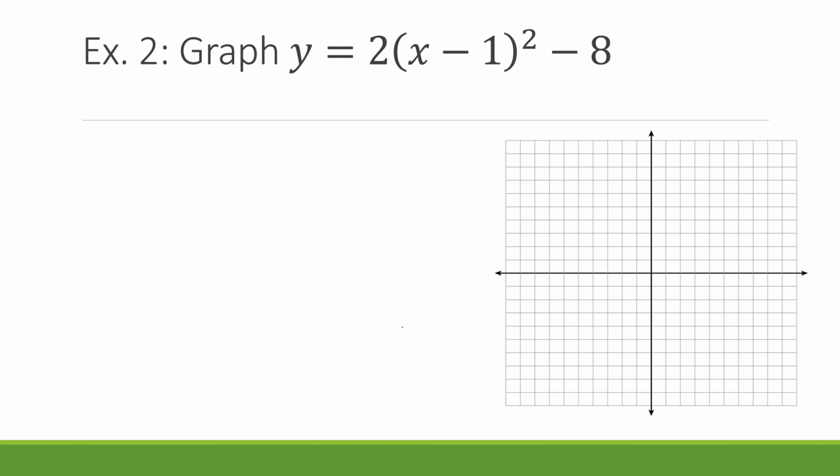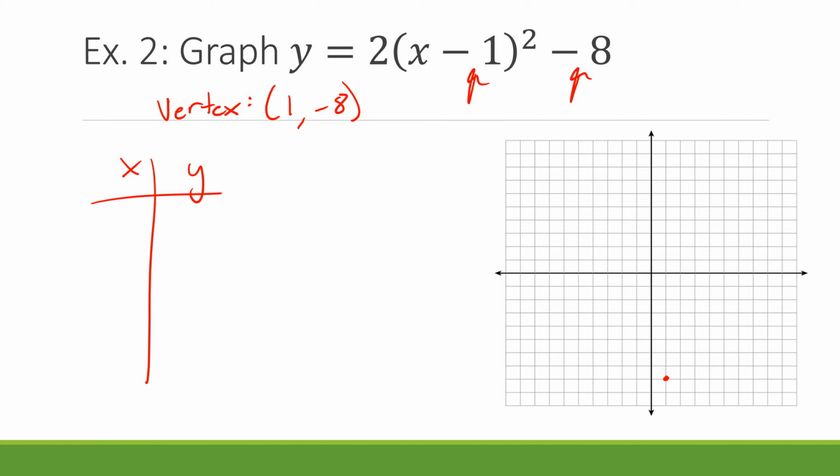First of all, let's start off by identifying the vertex. The vertex in this case, remember, is h, k, and the h is opposite. So I'm doing 1, negative 8. Remember, this means it's a shift right of 1 and a shift down of 8. That's this point. Making my x y table, let's put the vertex right in the middle as we always do.